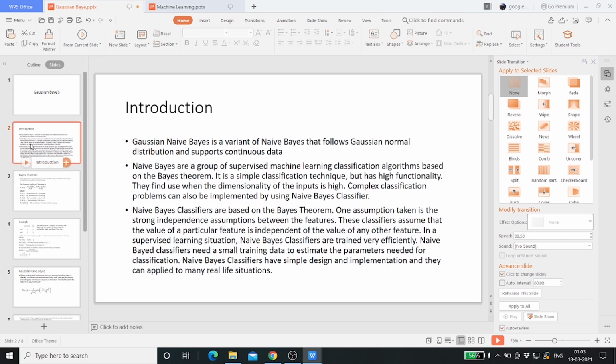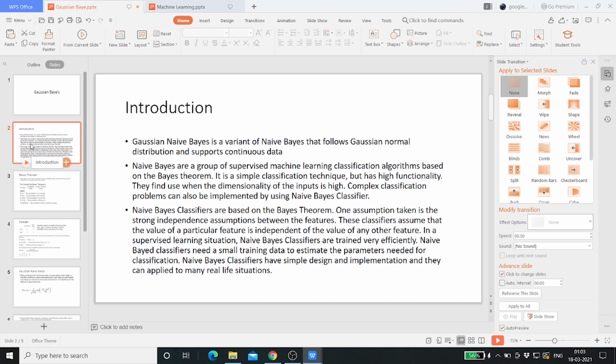Gaussian naive Bayes is a variant of naive Bayes that follows the Gaussian normal distribution and supports only continuous data. Naive Bayes are a group of supervised machine learning classification algorithms which work on the principle of Bayes theorem. It is a simple classification technique and has high functionality and is particularly used for cases where there is high dimensionality of the inputs. Even complex classification problems can be solved by implementing naive Bayes classifiers.